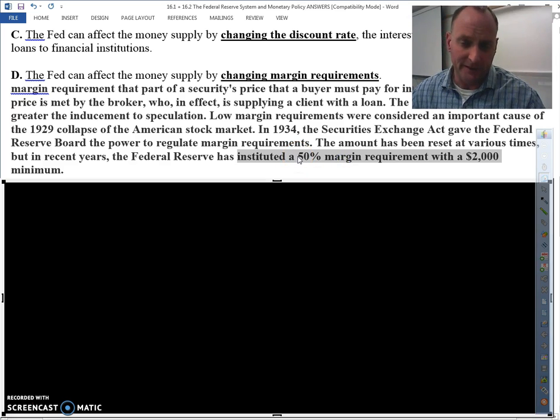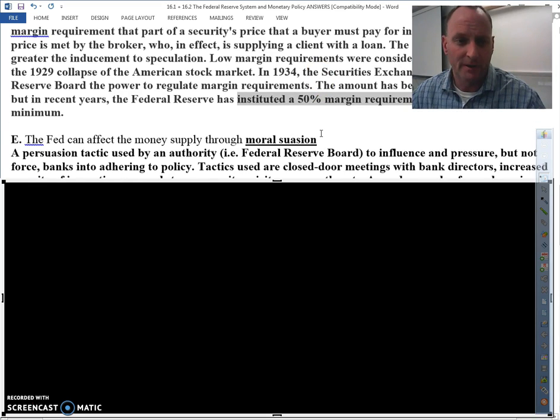So theoretically, if we raise that margin requirement to 50%, that means people are less willing to borrow as much money to invest in the market. So that would cause a contraction of the money supply.